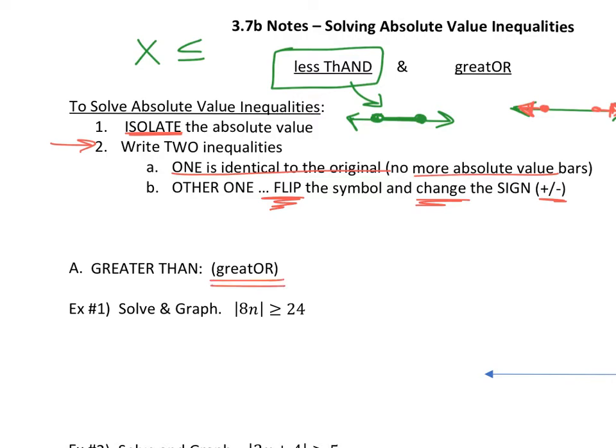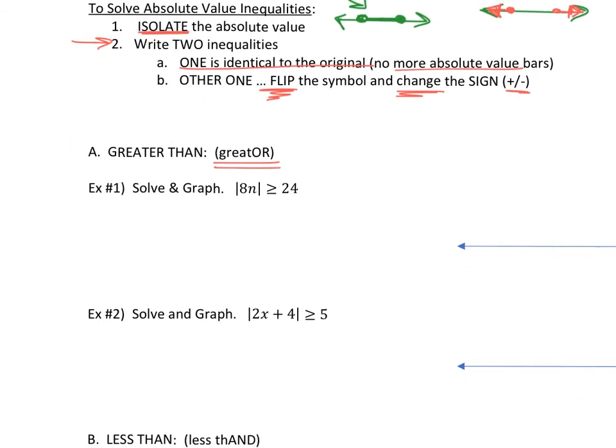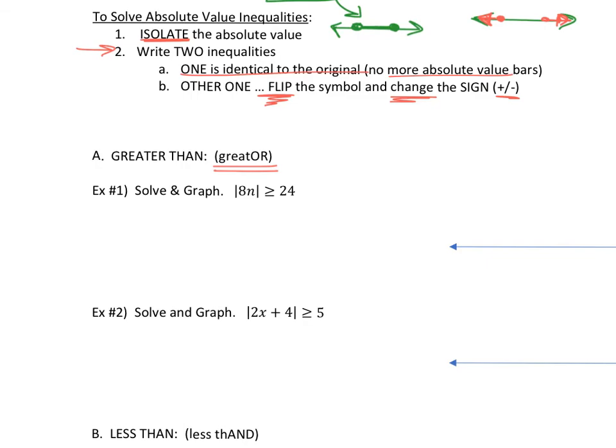These first 2 are greater, right? Greater than. Here's what I mean by that. If your problem looks like this, okay? Absolute value of 8n is greater than or equal to 24. This is going to be an or problem, right? Greater. That means when you graph it, you're going this way. You're going away from each other, okay? Your first step is to isolate the absolute value. Is absolute value by itself? Yes, so it's already isolated for you.